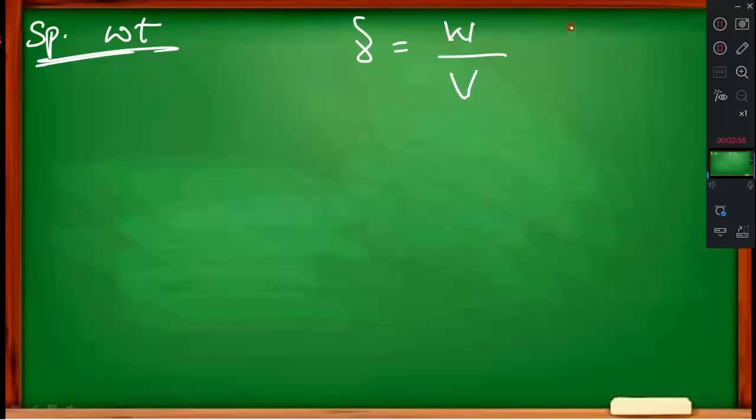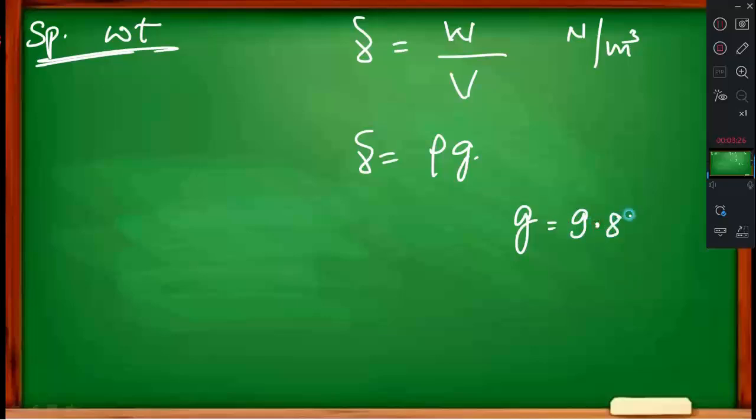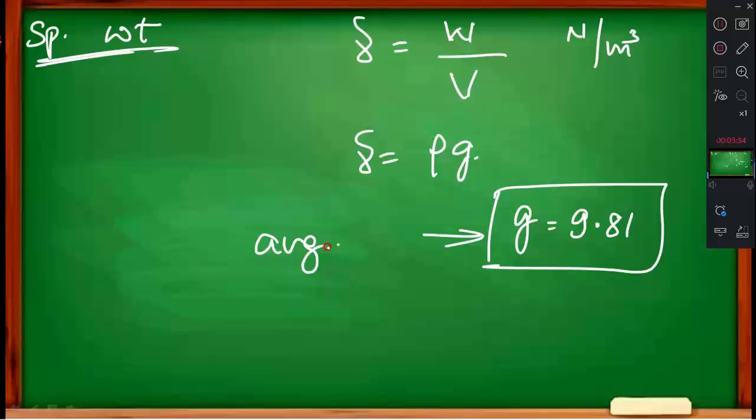What is the unit? Newton per meter cube, you will remember. In soil mechanics we used to remember kilonewton per meter cube, no? But here we will remember Newton per meter cube. Then this unit weight is equal to rho into g. Rho you already know. G means acceleration due to gravity, which is 9.81. 9.81 is actually the average acceleration due to gravity.